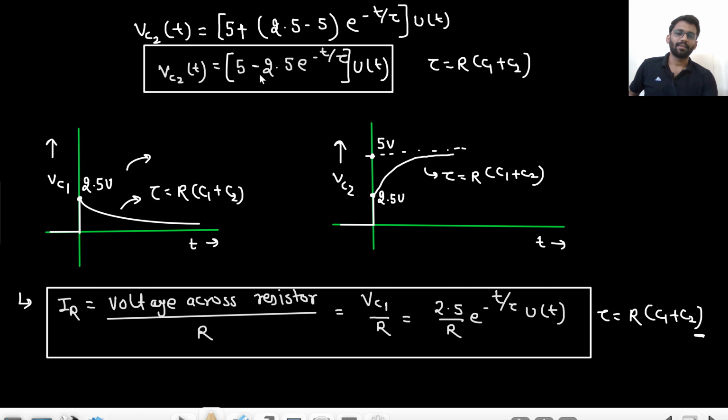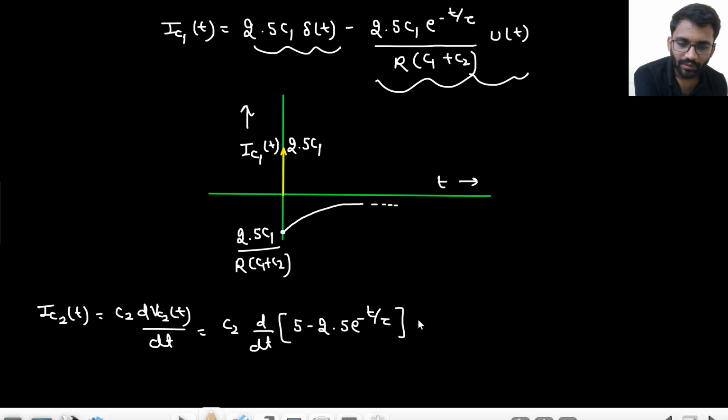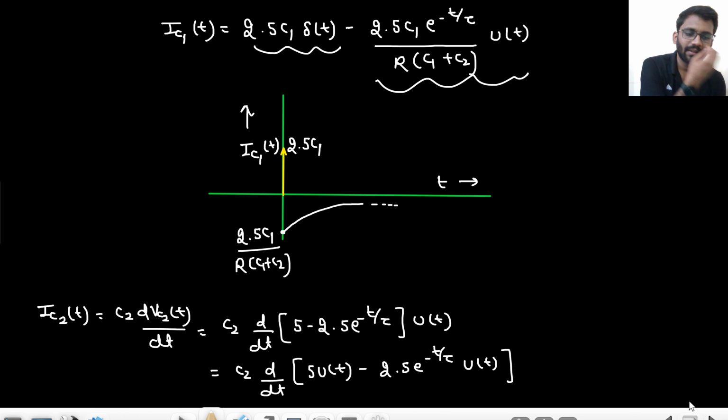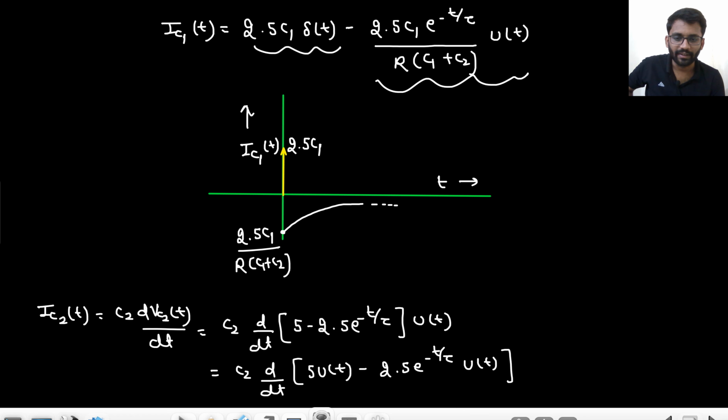Okay, this is an error. First I wrote 2.5 into e to the power minus t upon tau into u(t), but the complete function is into u(t). So it is 5 minus 2.5 e to the power minus t upon tau into u(t), right? So what I can do? I can consider this as first function, or instead of that, I will write d by dt of 5 u(t) minus 2.5 e to the power minus t upon 2 u(t). That's how I will write. Okay, I will add more pages.